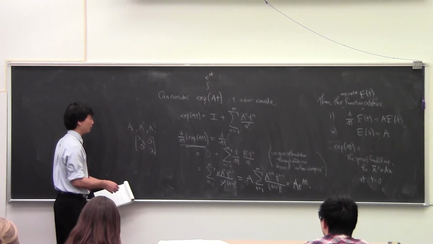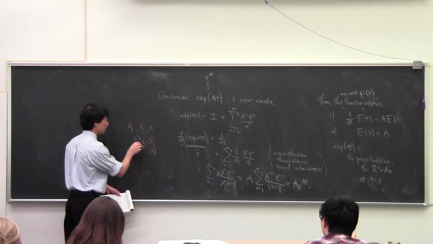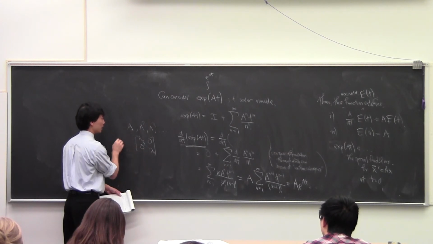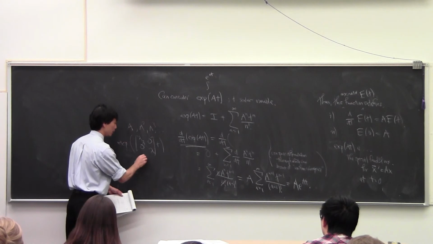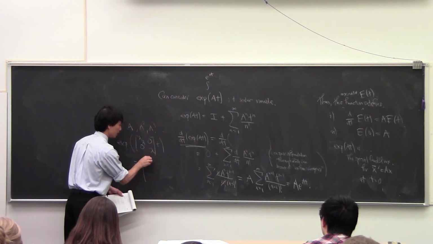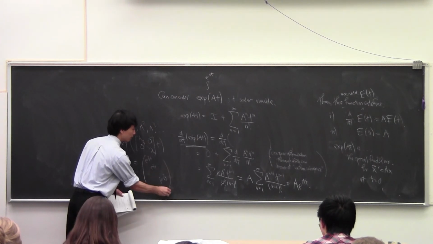I think it's a homework problem for you to show more clearly, but it's sort of obvious that the exponential of A t is just going to be the matrix with e to the lambda 1 t, e to the lambda 2 t, through e to the lambda n t on the diagonal.